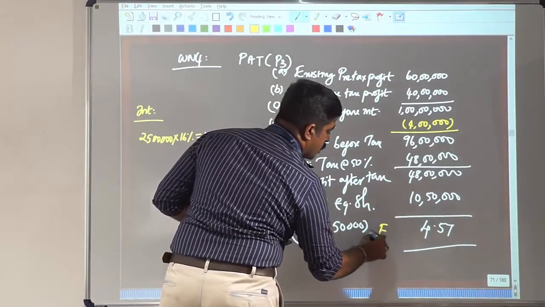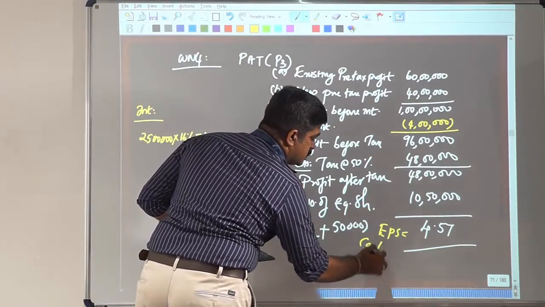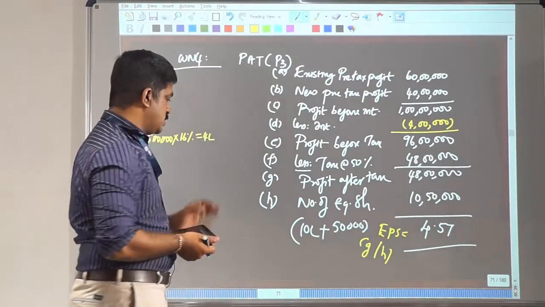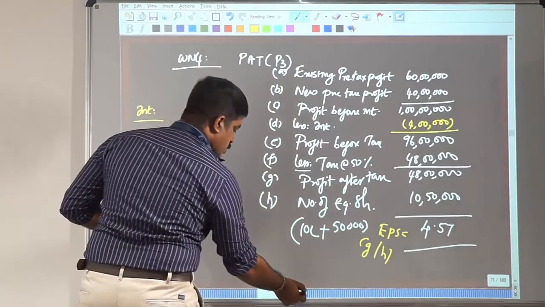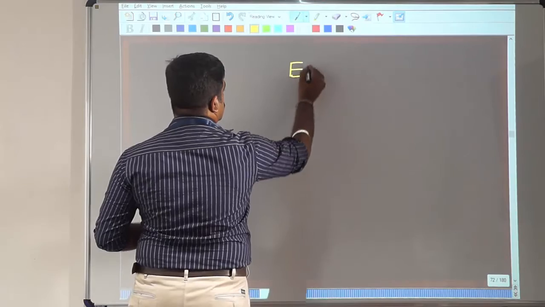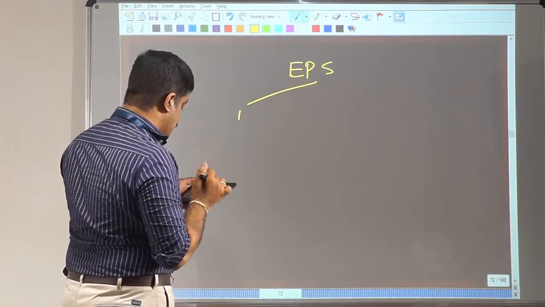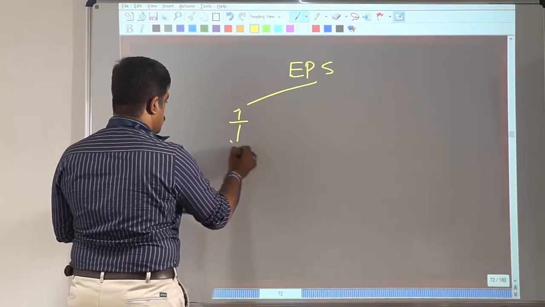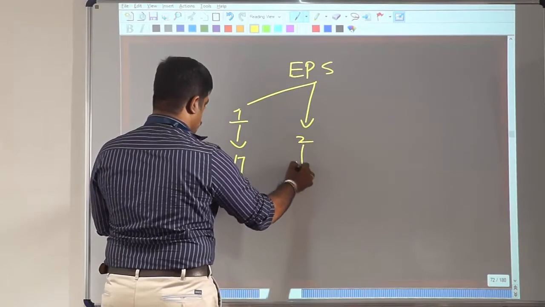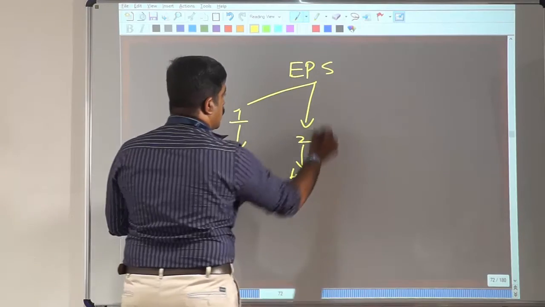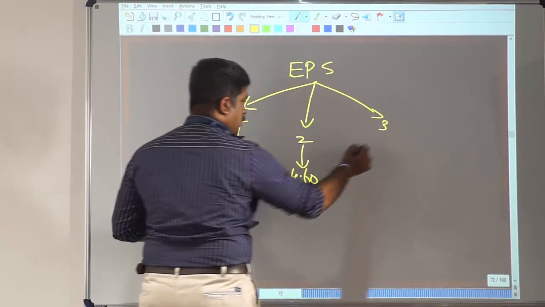EPS is going to be item number G divided by H. It is 4.57. So now understand, you have 3 EPS and we have to take a decision. Let me capture the EPS in all the 3 scenarios. EPS in plan 1 was 4.17. If you take EPS in plan 2, it is 4.60, and if you take EPS in plan 3, what we have calculated now, it is 4.57.